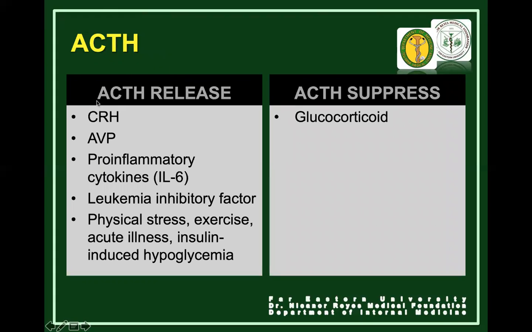Again, you have to know that ACTH is released by your CRH, your AVP, and inflammation, leukemia inhibitory factor, stress, exercise, and insulin-induced hypoglycemia. So these are very important. And the one that suppresses it is a glucocorticoid. This is suppression in excess or above physiologic levels.